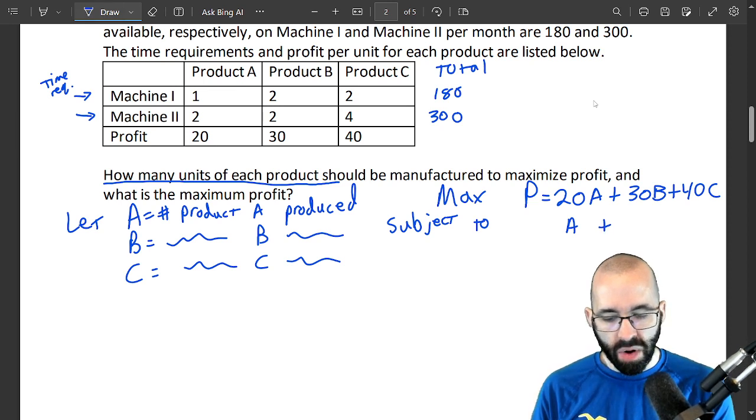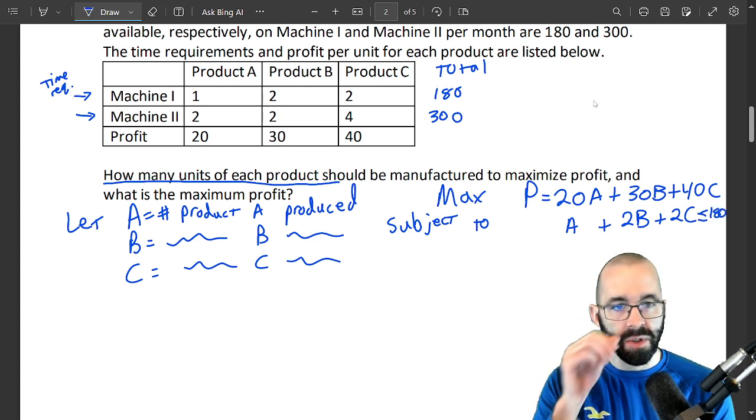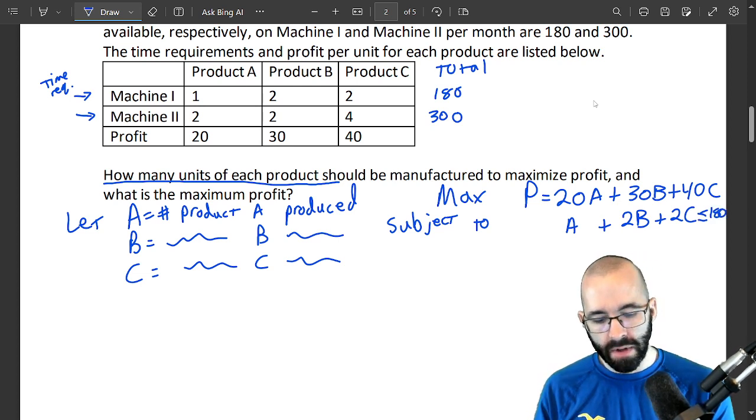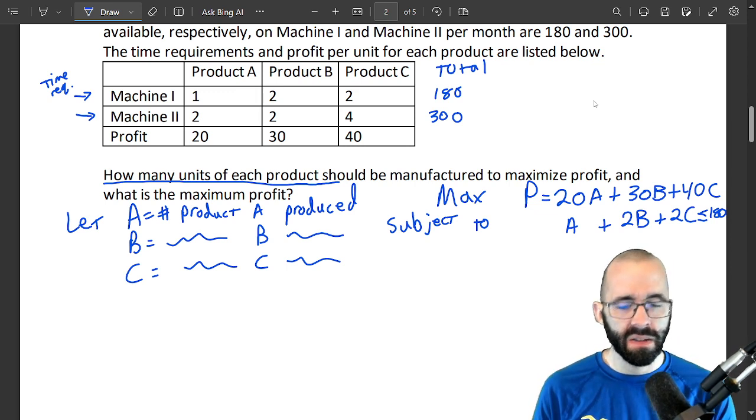All right, and then product B is going to take 2 units of time on machine 1. Product C is also going to take 2 units of time. And we only have 180 units of time for that machine. So this first inequality, this first constraint, is the time requirement for machine 1. If I had more room, I would probably write that.